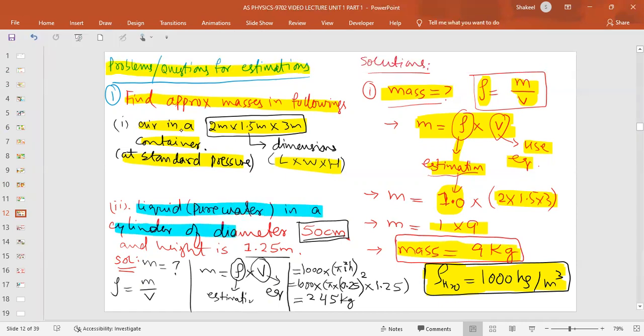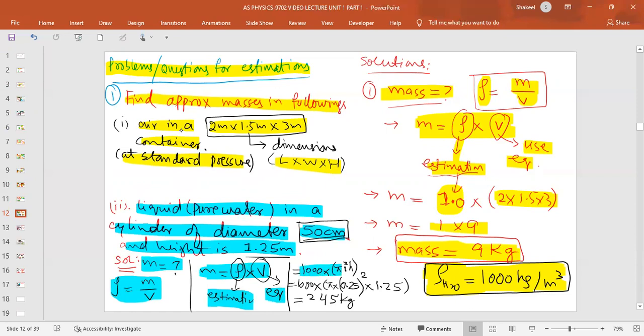Your water is in a cylinder of diameter 50 centimeter and height is 1.25 meter. So there is a cylinder with the 50 centimeter diameter and height of 1.25 meter. You have to tell how much is the mass of liquid or water in that cylinder. Again, we have to use the equation density is mass over volume and mass is density into volume. So density is your estimation and volume you can measure by using the equation.